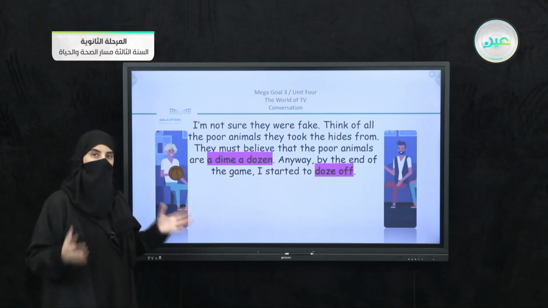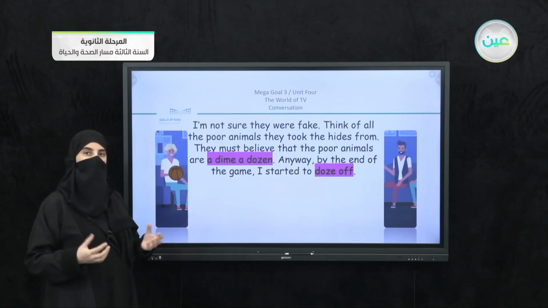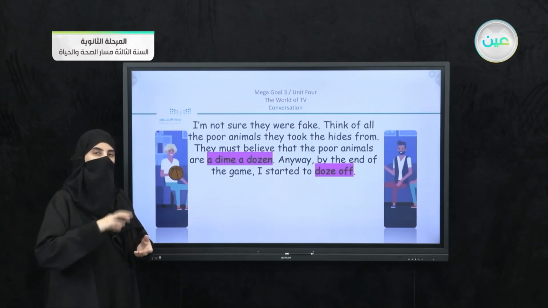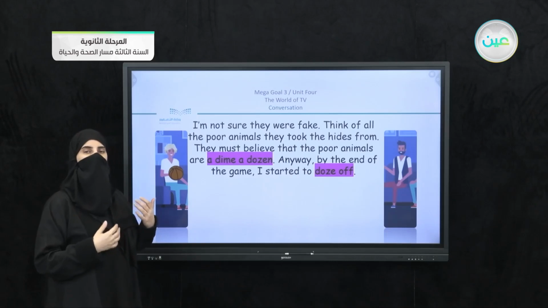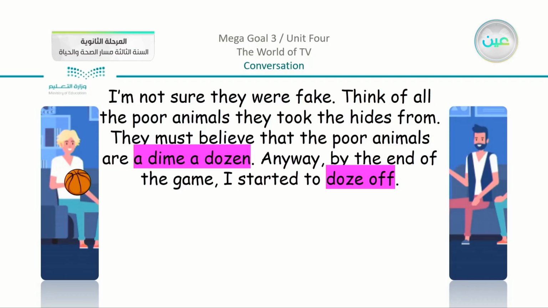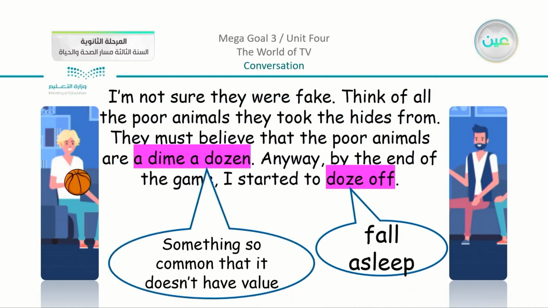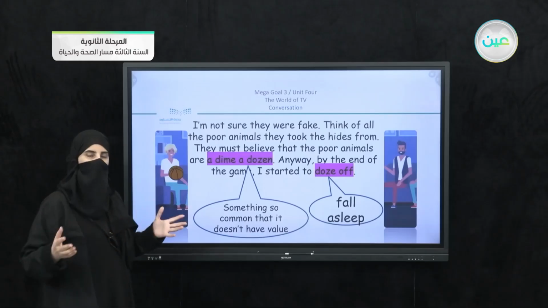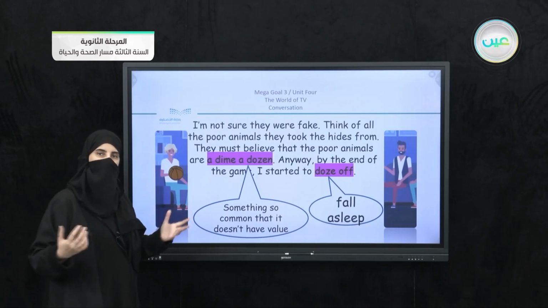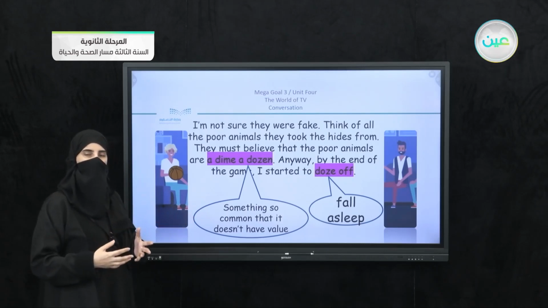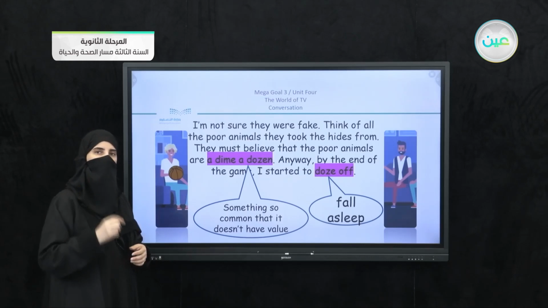Now, when you have a lot of the same thing, let's say, for example, that you have coins. If you just take one, it is the same as the rest, which means that it is a dime a dozen. So we have here the two meanings. First of all, doze off, as we explained at the very beginning, means that someone is asleep or falling asleep. And a dime a dozen means something so common that it doesn't have value. It's like the rest of the group or the rest of the others that we have, so there is no value for one in specific.